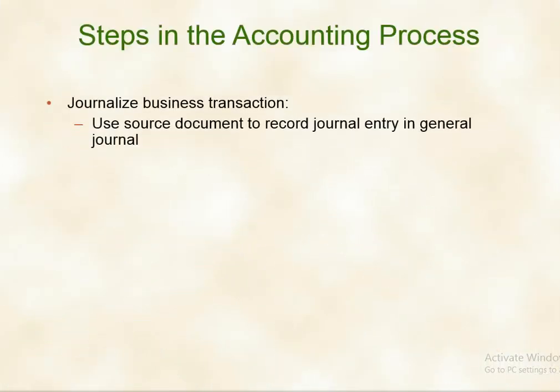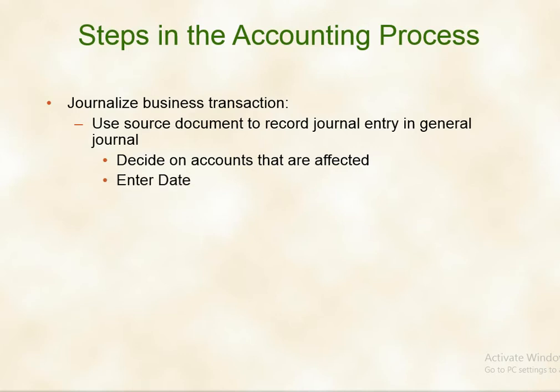Steps in the accounting process: journalize the business transaction, use source documents to record journal entry in general journal. Decide on accounts that are affected, then enter the date. At the very first you will enter the date, then don't indent the debit entry. Indent the credit. So you will record the debit entry at the extreme margin, and you will indent the credit entry an inch or half an inch in the journal.